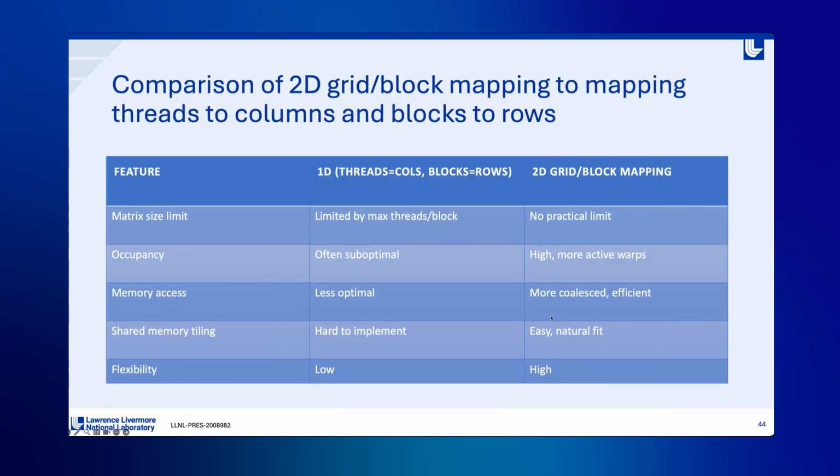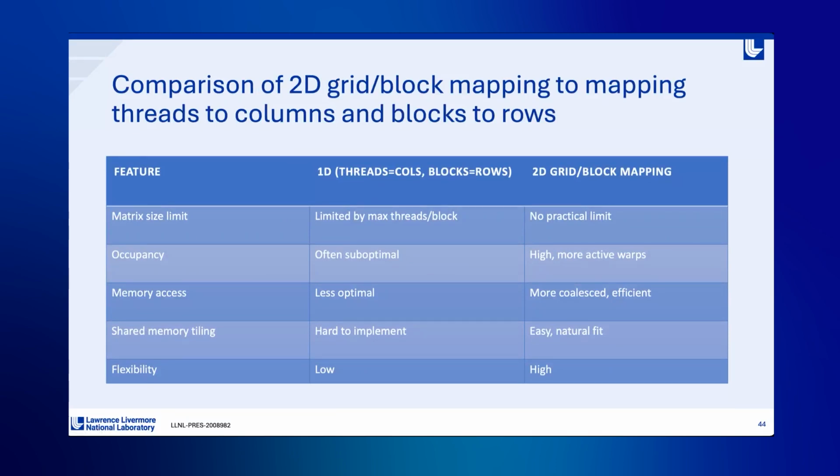I just want to make a quick comparison of what we did right now. We investigated using 1D threads and blocks to perform the matrix multiplication versus 2D grid block mapping. One of the things we saw at the very beginning is that if we do a very direct mapping, we're limited by the max threads and blocks. With 2D grid and block mapping, in practice, there's typically not much of a limit.